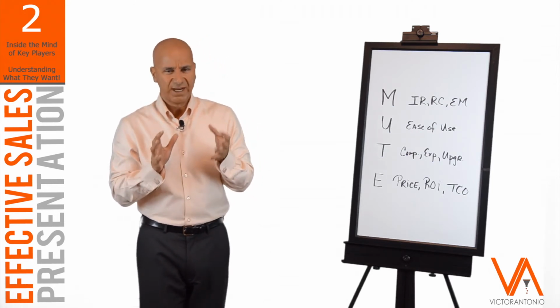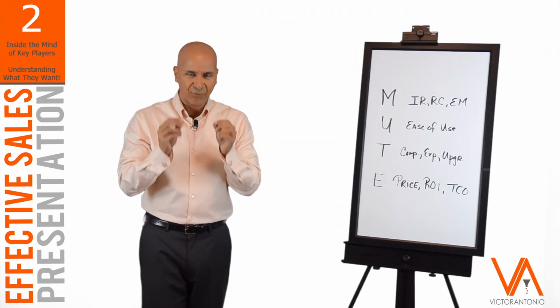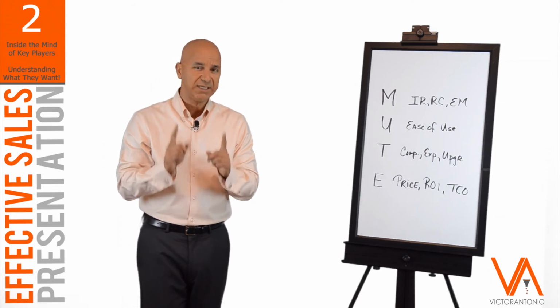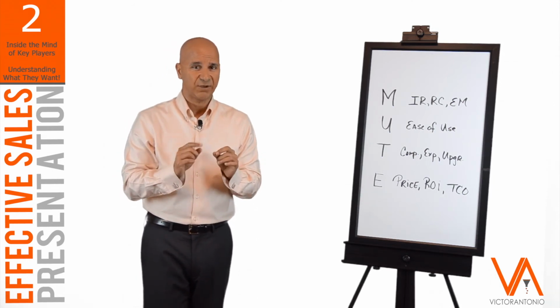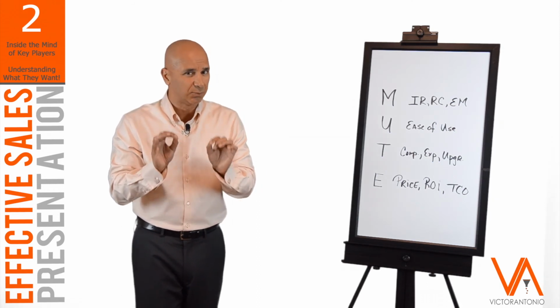So again, right now, all I want to do is orient you that there are 4 types of buyers in the audience, and you need to know what it is they want. So what we're going to do is move on to the next video and dig into this just a little more. Let's go.